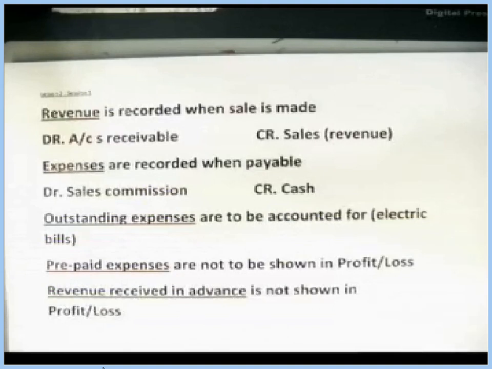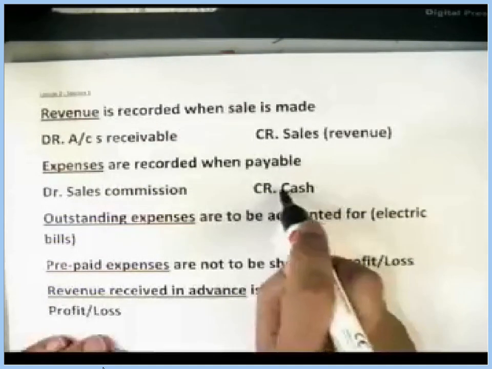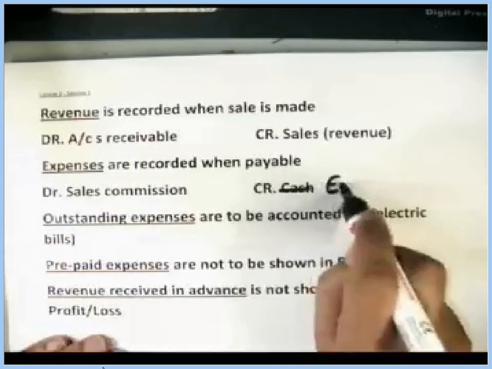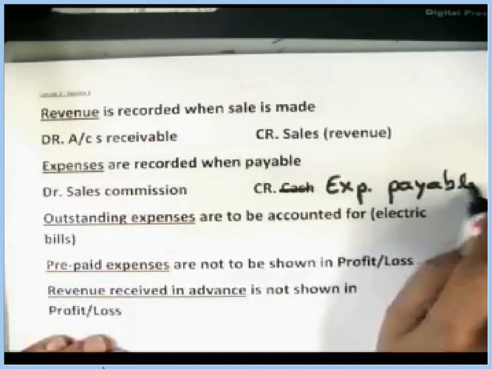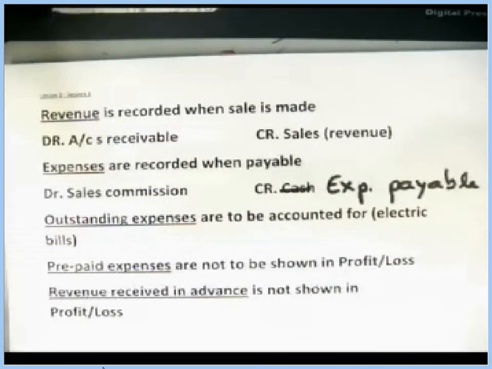For example, electric bill. And expenses are recorded when payable. Debit sales commission, and the offset you have to keep in the expenses payable account. It is not cash, it is expense payable. So this is the important thing you must understand. This is what we call the accrual concept.